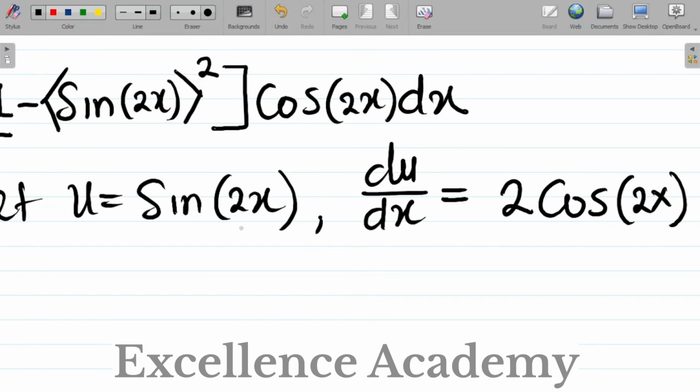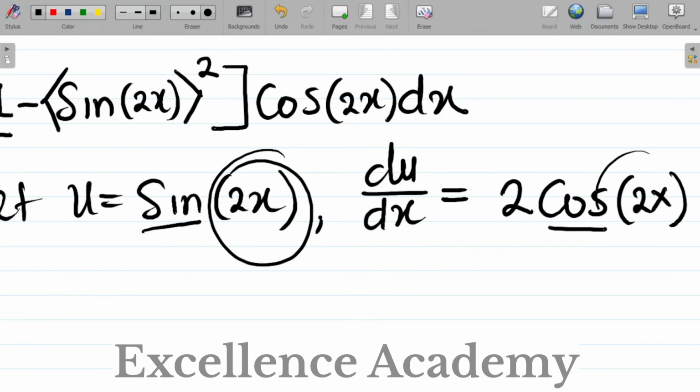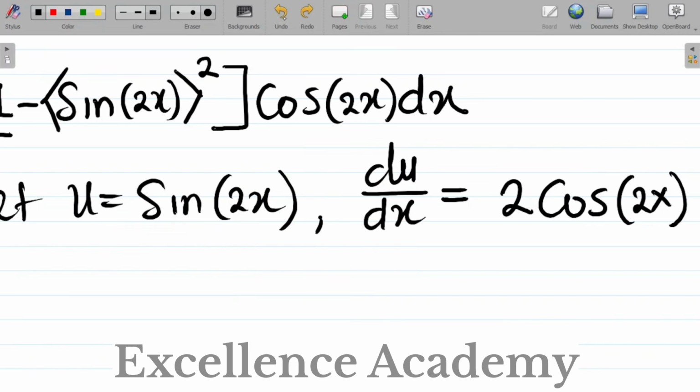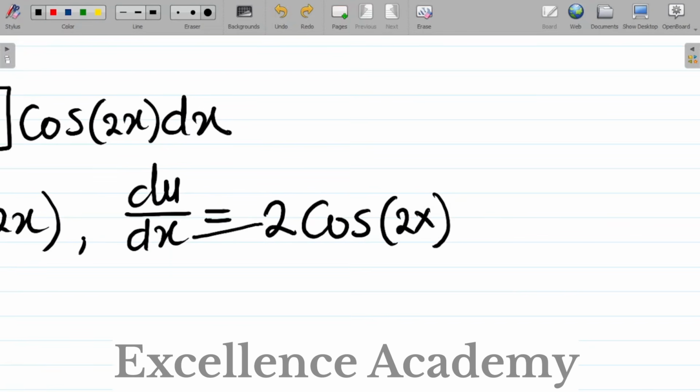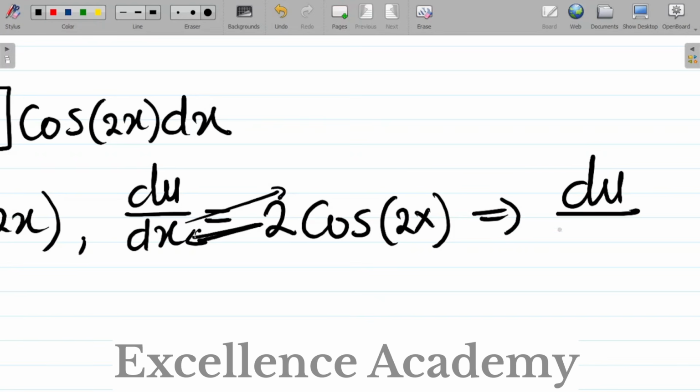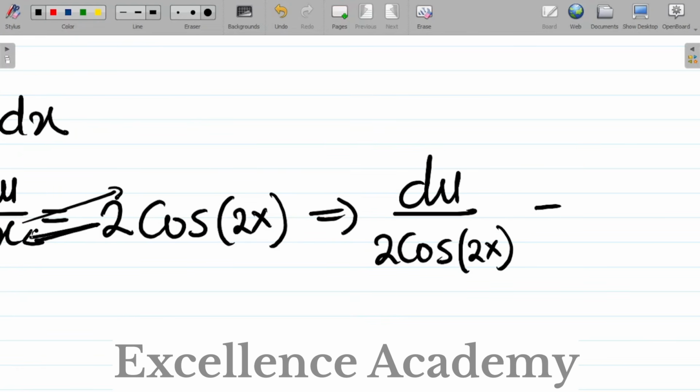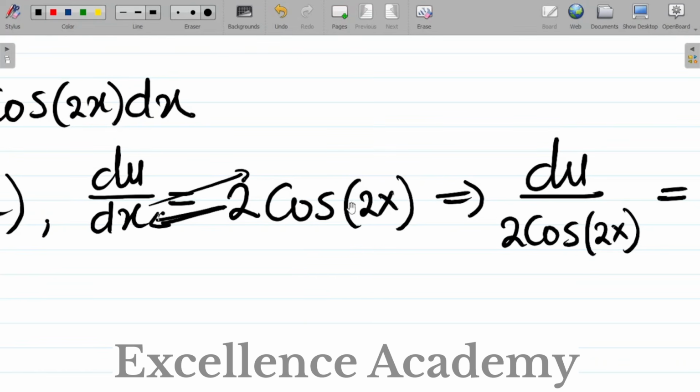That's the shortcut. Differentiate them in the bracket. If I differentiate 2x, it gives you 2. Next, differentiate sine, it gives you cos. Finally, repeat 2x. That's your shortcut. So this is the value of du dx. How do we get the dx? Very simple. This one goes down here and the dx goes up here. So you have du all over 2 cos 2x is equal to dx.